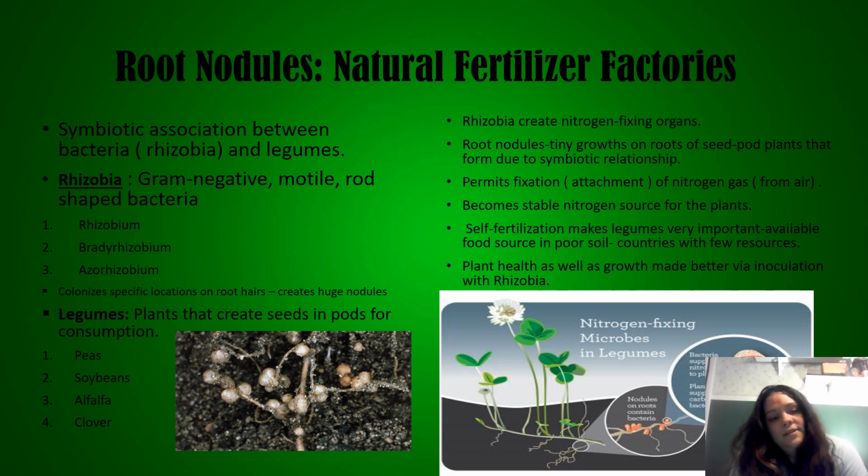Legumes are plants that create seeds and pods for consumption. So you have peas, like snap peas, soybeans, alfalfa, clover, stuff like that. The rhizobia create nitrogen-fixing organs. As I said, the root nodules are tiny growths on the roots, as seen in the picture below, of seed pod plants that form due to the symbiotic relationship we just discussed.